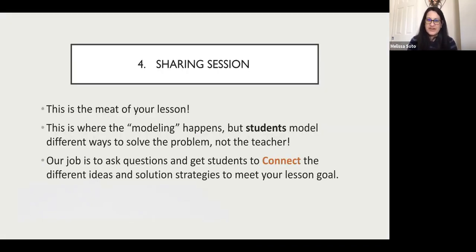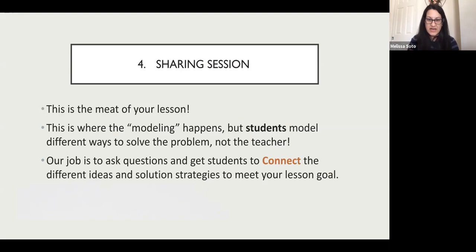And then the last part of our lesson structure is the meat of the lesson. It's really that opportunity for sharing. We really want to be sure that we schedule ample time for kids to share their solution strategies. And this is where that modeling happens. This is where the kids learn the different strategies, but rather than learning the strategies from us as teachers, they're learning them from other students.